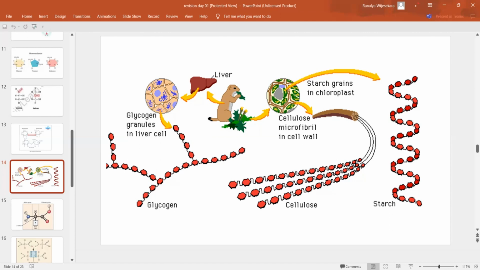Then glycogen, it is again made up of glucose. It is a polysaccharide. It is the carbohydrate stored in animals and fungi. Glycogen. Right? Then inulin. Inulin ගත්තාම it is stored in Dahlia tubers. Right? Stored carbohydrate in Dahlia tubers.